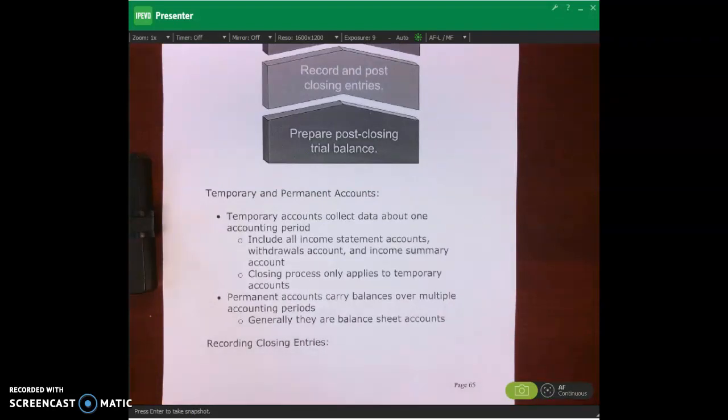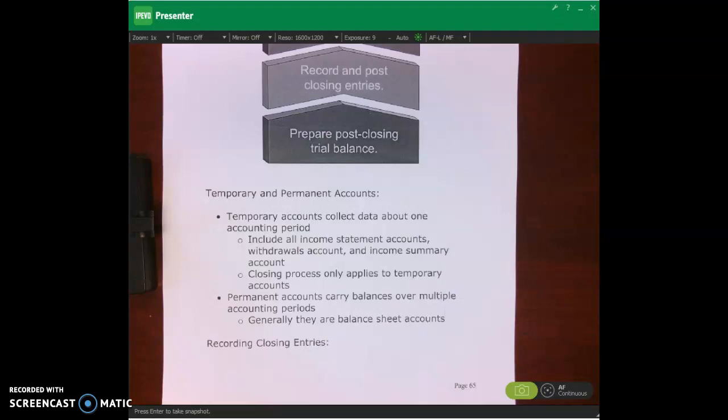Temporary accounts collect information for about 1 accounting period. They're also called nominal accounts, and they include all of our income statement accounts such as consulting revenue, rental revenue, rent expense, insurance expense. It also includes owner withdrawals, and then also our income summary account. Our income summary account is just a temporary area where we transfer our revenues and expenses. And then we're going to move the balance in income summary to owner's capital. And then eventually that shows up in equity on the balance sheet.